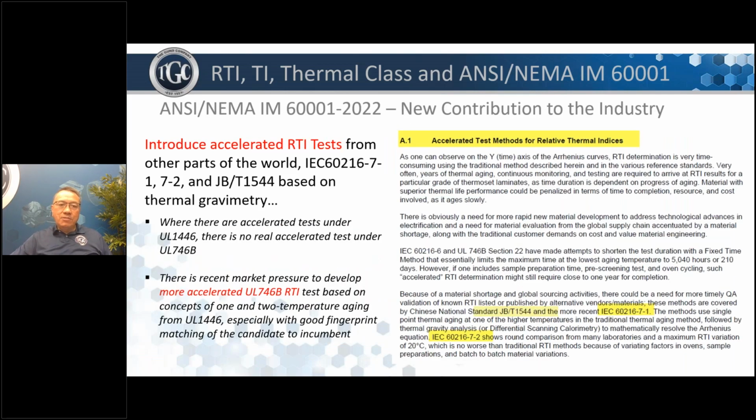It introduced accelerated RTI tests from other parts of the world. The IEC actually calls it 60216-7. And JBT 1544, that's the Chinese national standard. They've been around for a long time. Now at least IEC recognizes it and calls it a very, very similar one, IEC 60216-7. So what it does is to basically allow manufacturers to get an RTI number without spending $60,000, $80,000 and waiting 1 year.